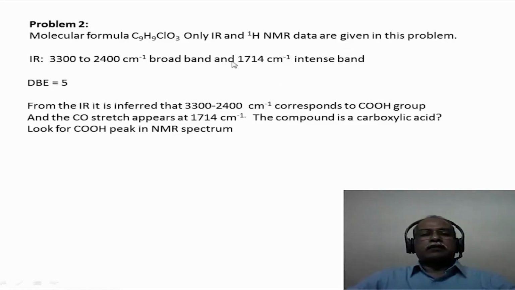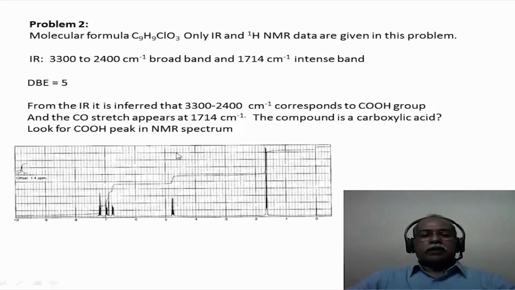The double bond equivalence is 5 for this molecule, calculated from the molecular formula. From the infrared spectrum, we conclude there is a carboxylic acid functional group, and its C=O stretch comes at 1714 cm^-1. If it is a carboxylic acid, we should look at the NMR and see whether there is any acidic hydrogen in the molecule. This is the NMR spectrum of this compound. Sorry for the poor quality of the spectrum. These multiplet regions will be expanded later and shown very clearly.